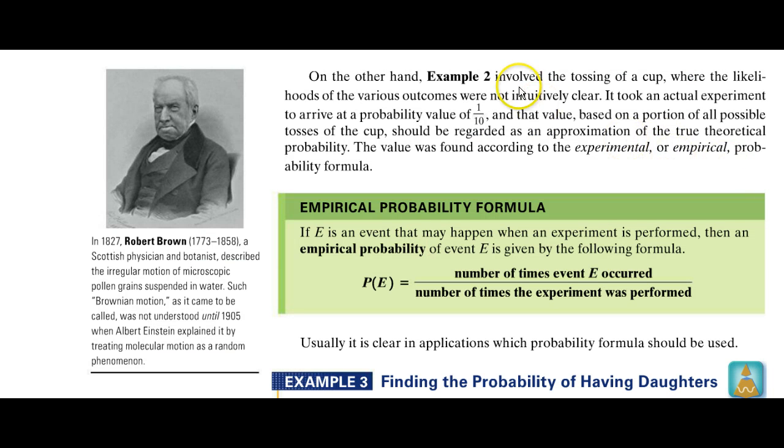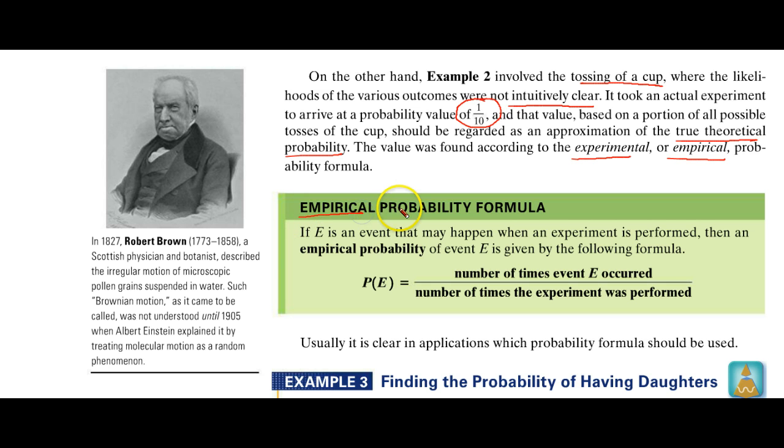Now, looking at example 2 with the tossed cup, the likelihood of various outcomes was not intuitively clear. That we ended up with landing on its top 1 out of 10 times was based on 50 tosses or 50 throws. That may not be enough but it gave some kind of approximation of perhaps the true theoretical probability. So we found that experimentally, or as we say, empirically, resulting in our probability formula.